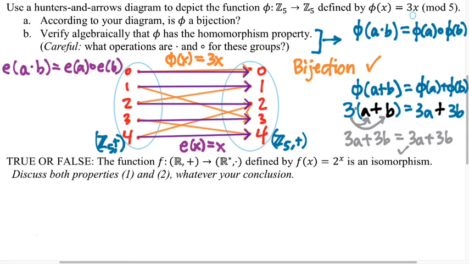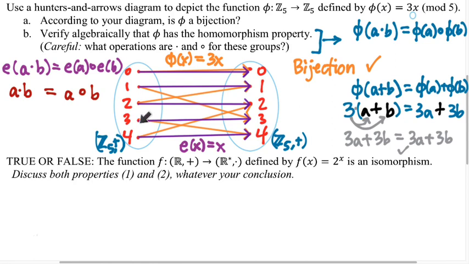For the function e of x is equal to x. Well, what would this left-hand side be? If e of x is x, then what is e of a times b? A times b. And on the right-hand side, what's e of a? A. What's e of b? B. But then how do we resolve the fact that now it looks like I have a different operation on the two sides of this equation?